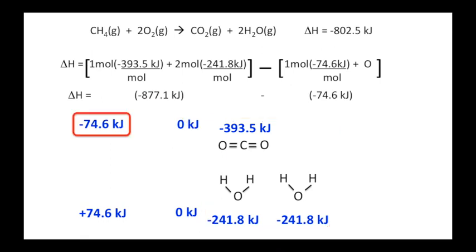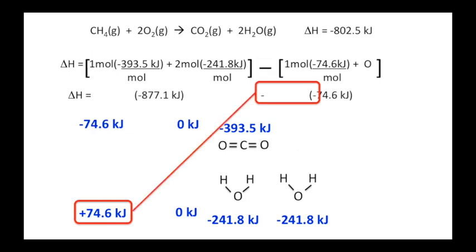Now, somewhere in the history of the world when methane was formed, 74.6 kilojoules was released. We come along and we add 74.6 kilojoules to the methane to break it, and that's where we get our negative subtracted negative is positive. So there's our positive value. So everything is included in this equation.